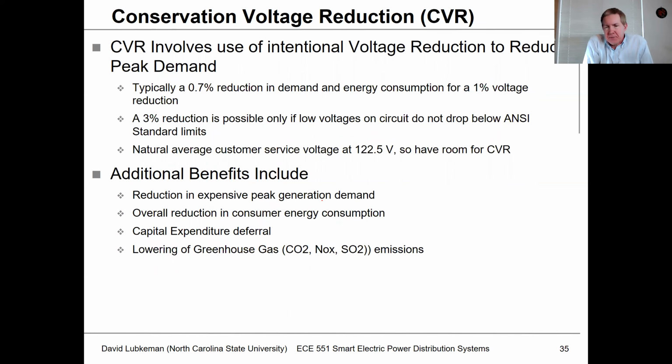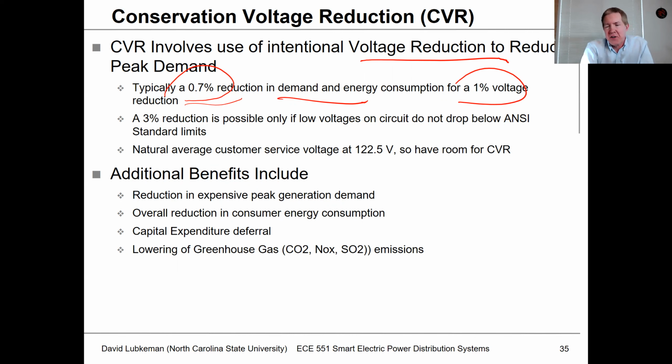Conservation voltage reduction is sort of a subset of integrated Volt-VAR control. And what we're trying to do in this case is intentionally drop the voltage to reduce peak demand. A typical rule of thumb would be that if I want to get, say, a 0.7% reduction in demand, I'm going to need about a 1% voltage change. This ratio is what's sometimes referred to as a CVR factor.